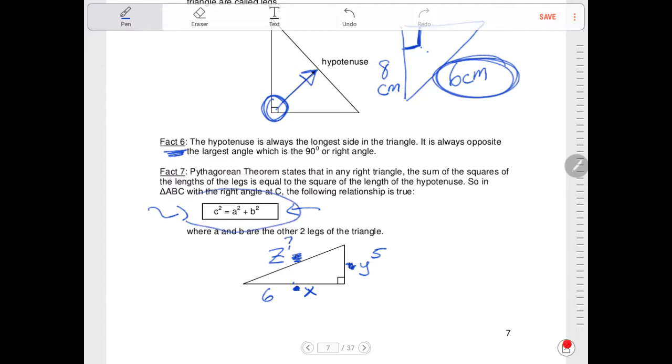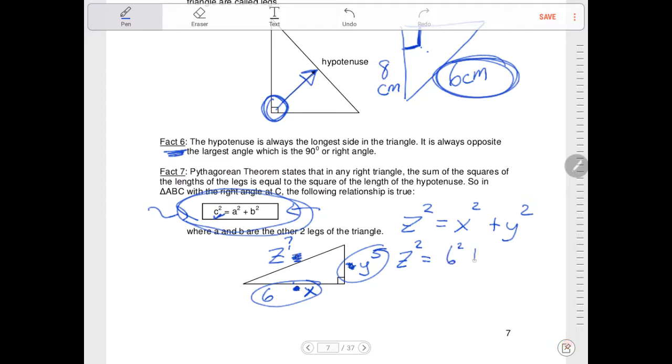Therefore, remember, it is in this pattern where you have one side, the hypotenuse, is equal to the other two sides added together. So if I was going to do the letters, this would give me z squared equals x squared plus y squared. This is the form you use when you're looking for the hypotenuse, because we've taken this side and this side, we add them together. So you're going to get z squared equals 6 squared plus 5 squared.